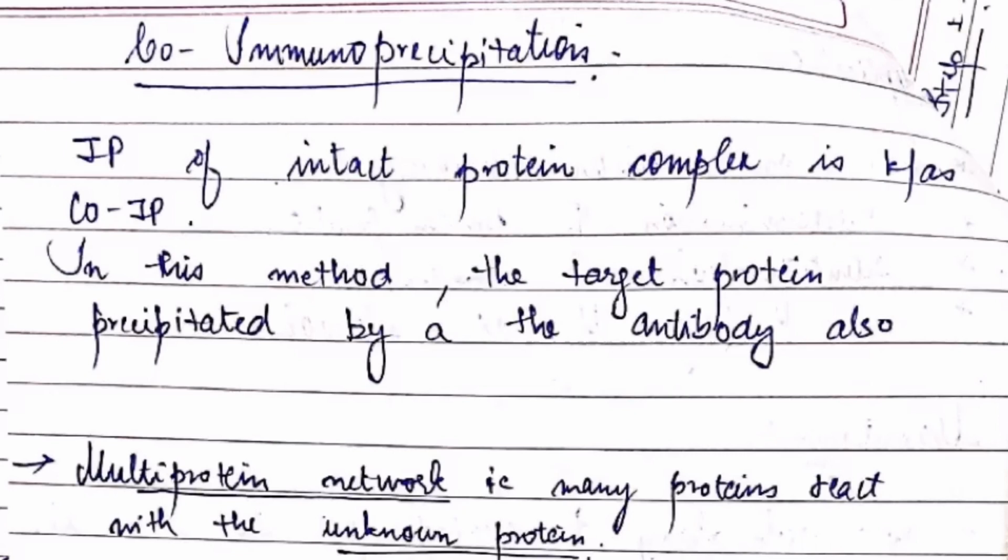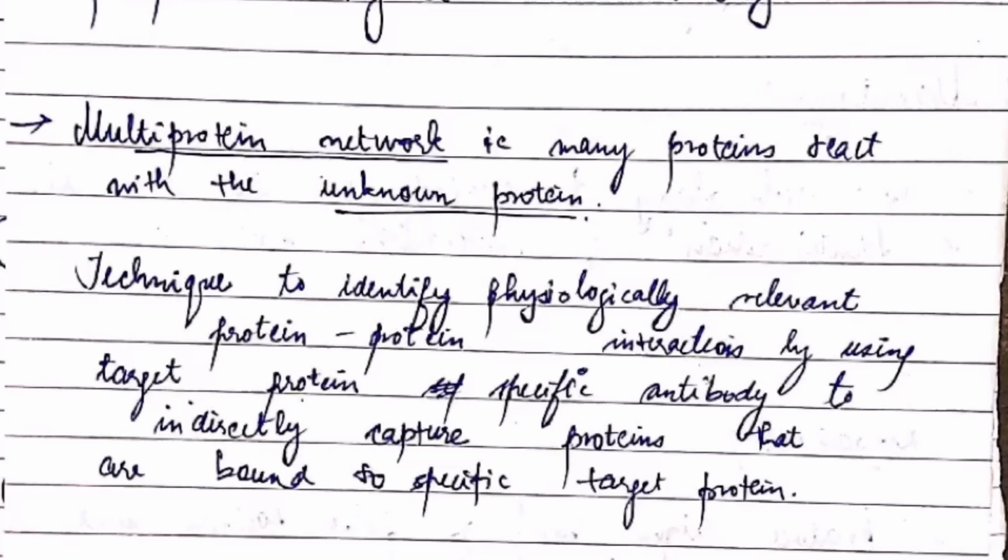Now, the next method is co-immunoprecipitation. Immunoprecipitation of intact proteins that are closely in contact, that is, a protein complex, is called co-immunoprecipitation. We use target protein-specific antibodies to indirectly capture the proteins that are bound to specific target proteins.